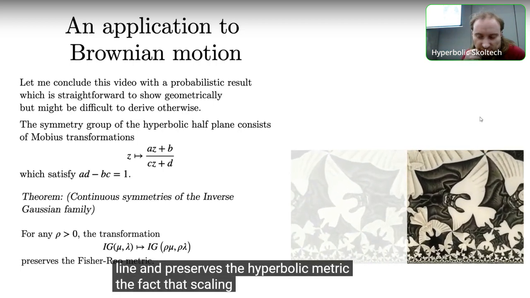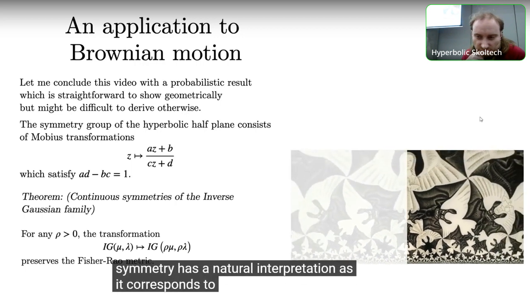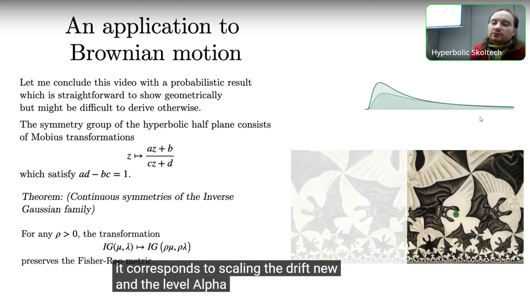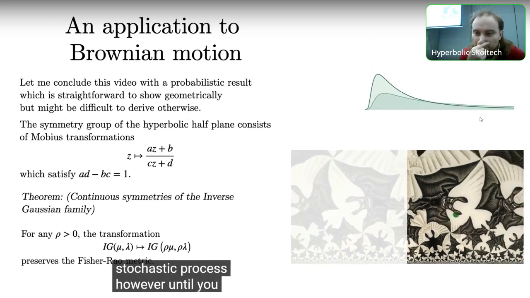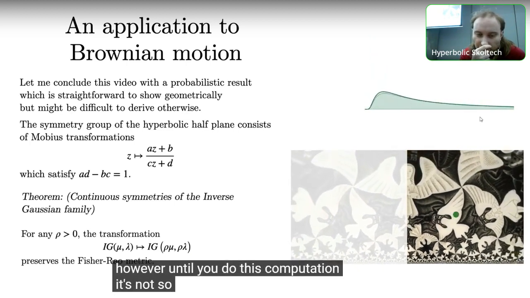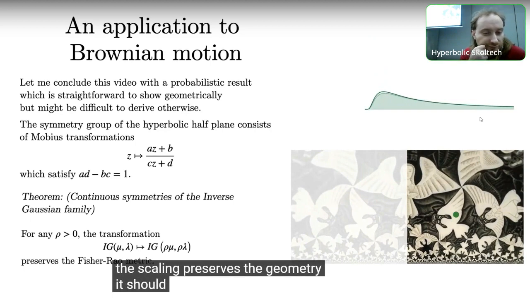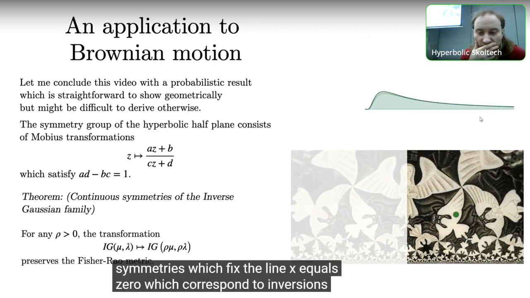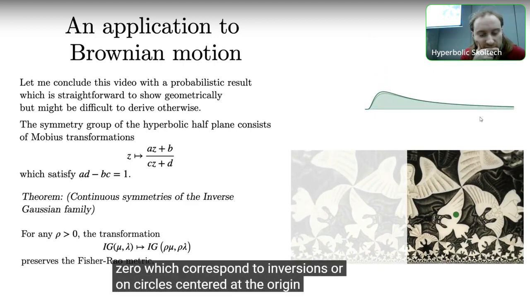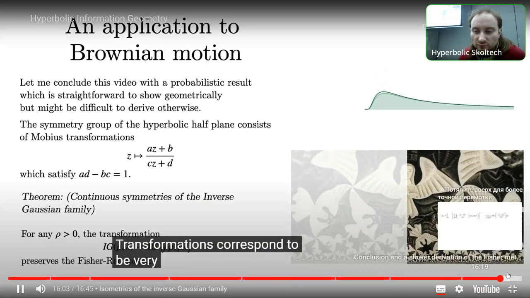The fact that scaling generates a symmetry has a natural interpretation, as it corresponds to scaling the Dirichlet mean and the level alpha for the original stochastic process. However, until you do this computation, it's not so straightforward to show that the scaling preserves the geometry. It should be noted that there are other symmetries which fix the line x equals 0, which correspond to an inversion or reflection in a circle centered at the origin. I don't have a good statistical explanation for what these transformations correspond to, so I'd be very happy to hear if someone else can explain.